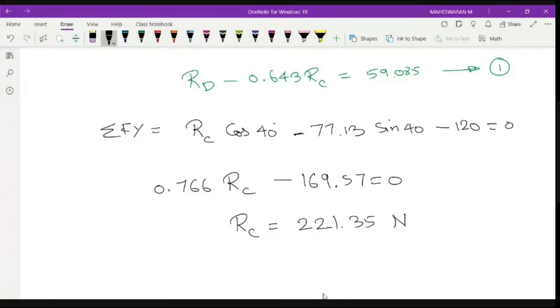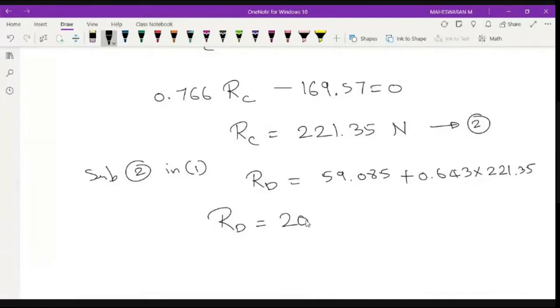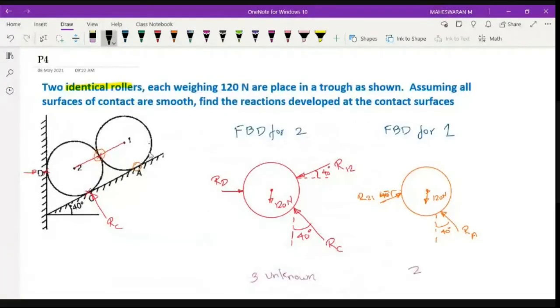What is the value of RC? 221.35. Now you substitute this in equation 1. We consider this as equation 2. Substitute 2 in 1. You will get RB. Any doubt on this? Right, we'll proceed with the next one.